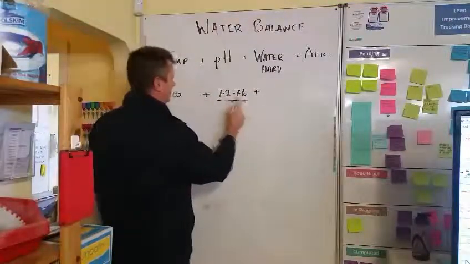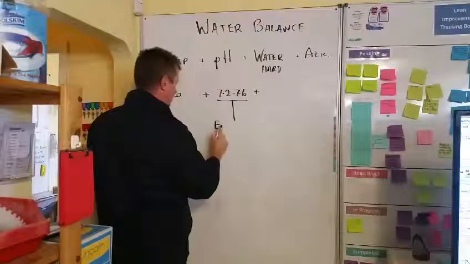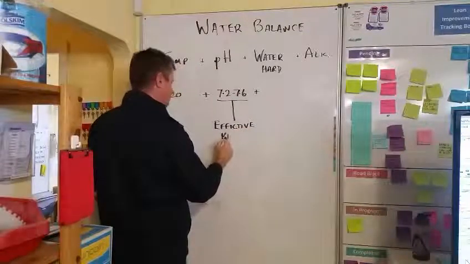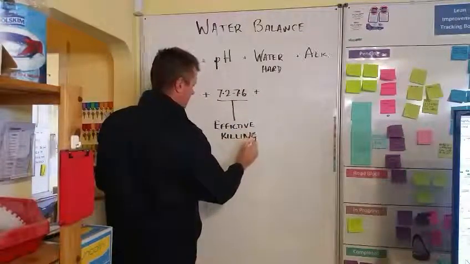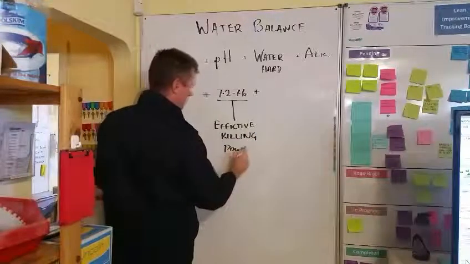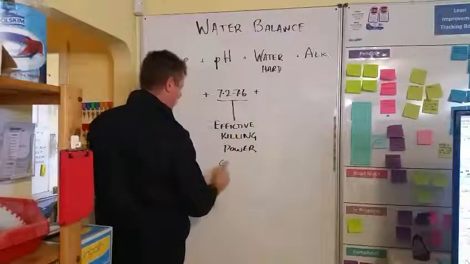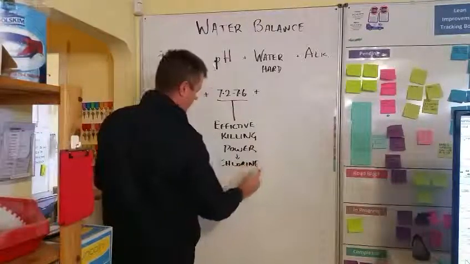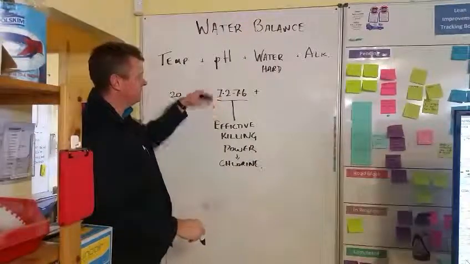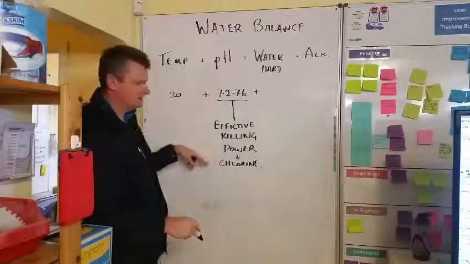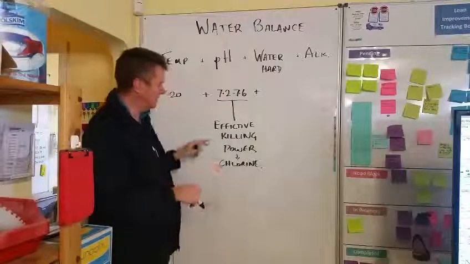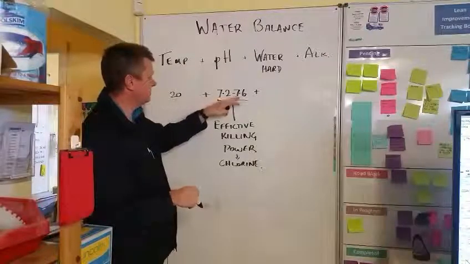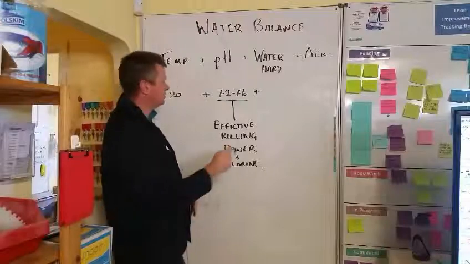You want this here to have effective killing power in your chlorine. If you let the pH drift too high, then the chlorine that's in the water becomes ineffective at killing nasties. So when you're talking about water balance for a pool, you're looking at 7.2 to 7.6 to try and maintain that for as long as possible.